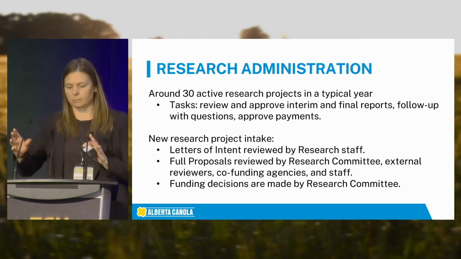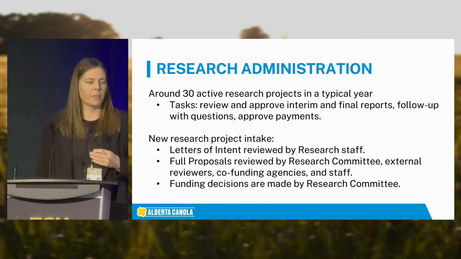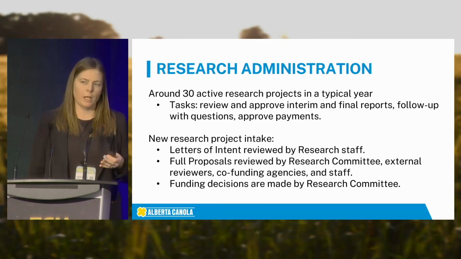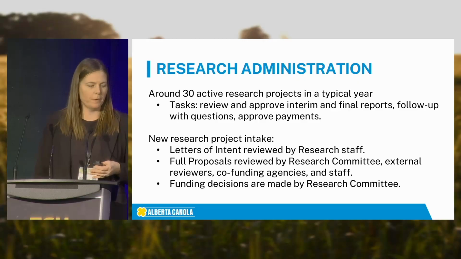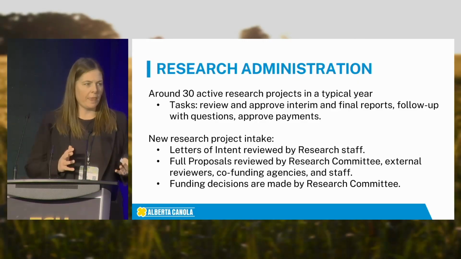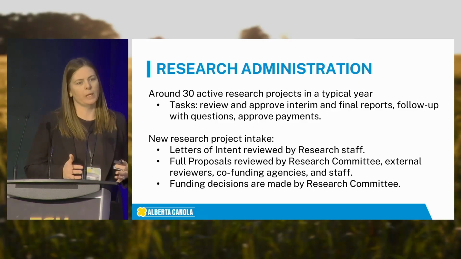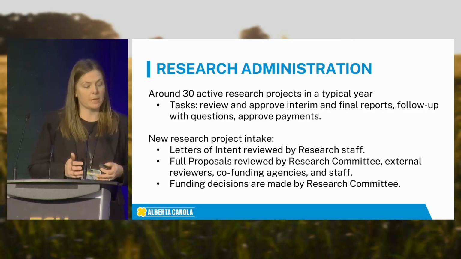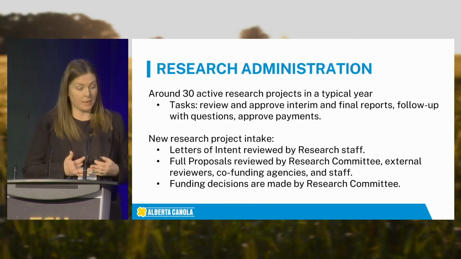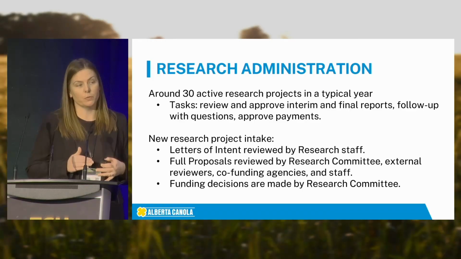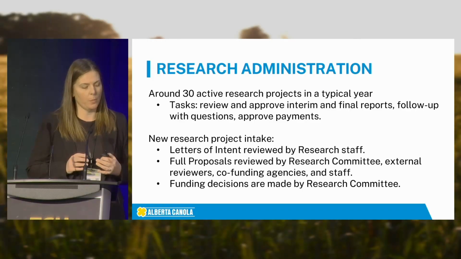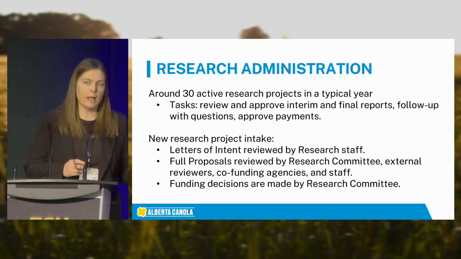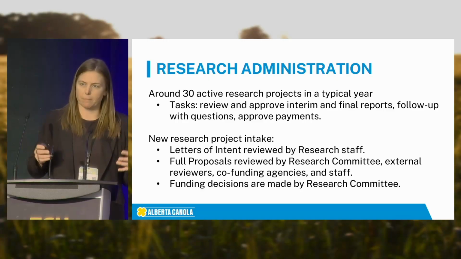At any point in a year, Alberta Canola has about 30 active projects that we're funding. So with active projects, we have to review interim reports, approve them, ask any questions, review financial statements, approve payments, and then eventually when the project is done, review those final reports, close it off, and put it on the website. So each year we'll have new projects start and we'll have projects that finish and come out of our program.